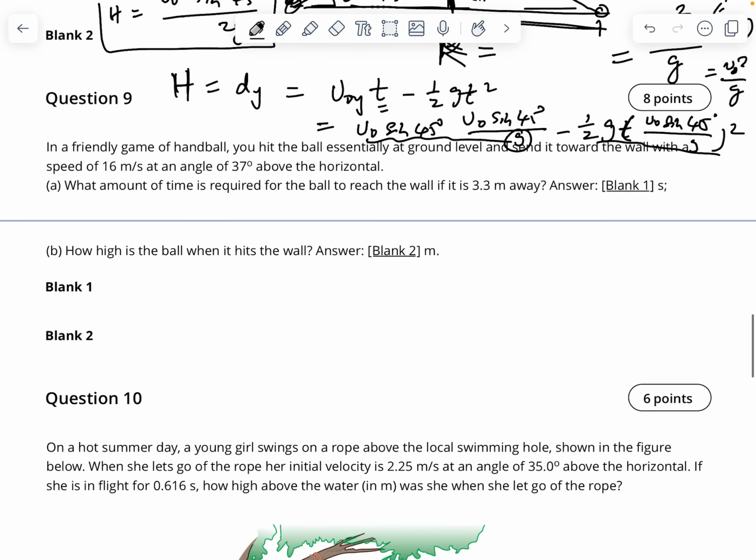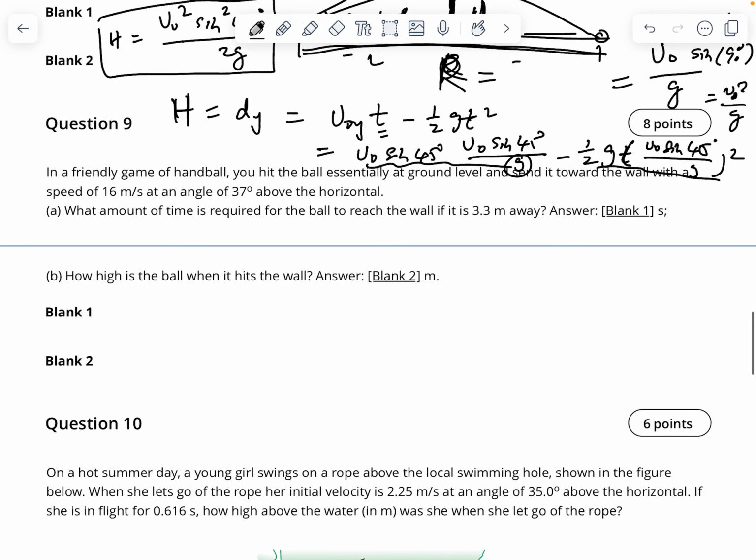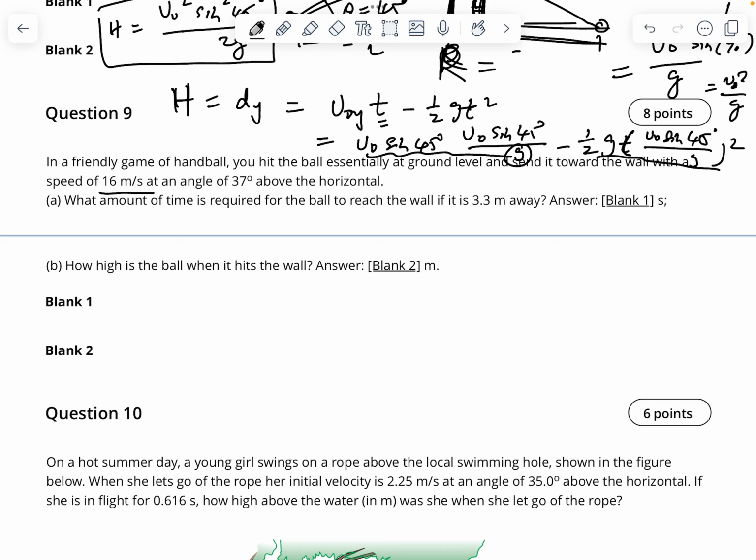All right, number 9. In a friendly game of handball, you hit the ball essentially at ground level and send it towards the wall with a speed and angle. Here in this problem, we know the speed, 16 meters per second, and the angle above the horizontal. So this is the initial condition. And what amount of time is required for the ball to reach the wall?